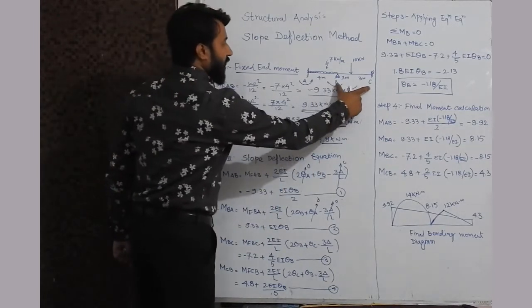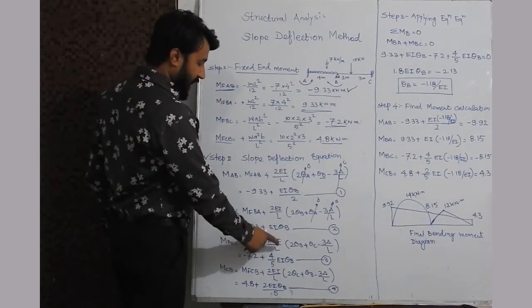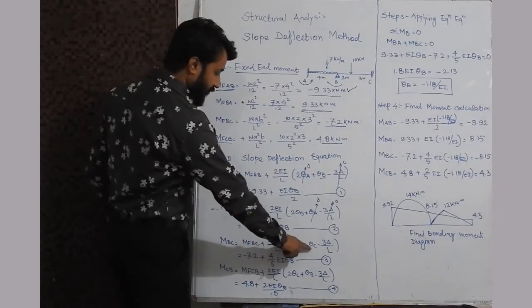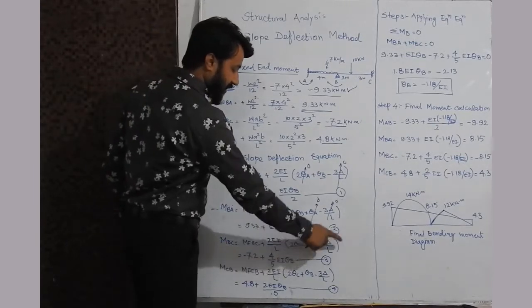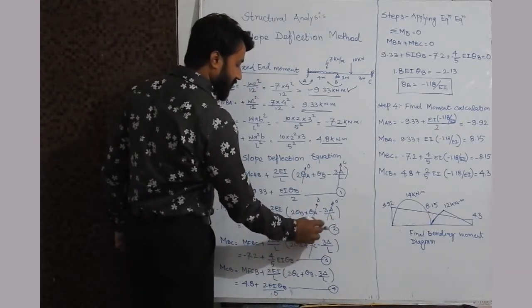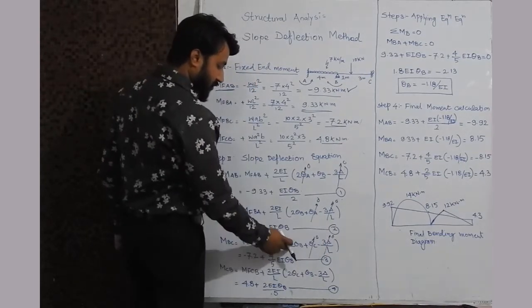Now we talk on this MBC. So MBC is MFBC plus 2EI by L. Here B is the near end, C is the far end. That's why there will be 2 theta B, single theta C minus 3 del by L. Here in this case theta C will be 0 because a fixed support is there and the del value is also 0. So only 2 theta B will be there.